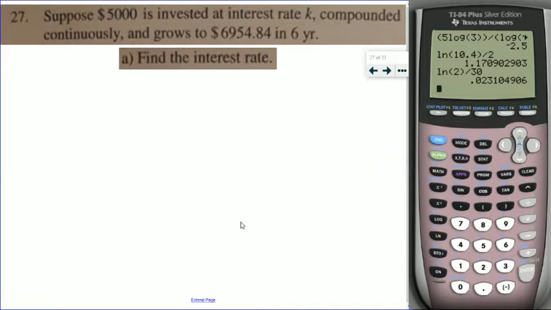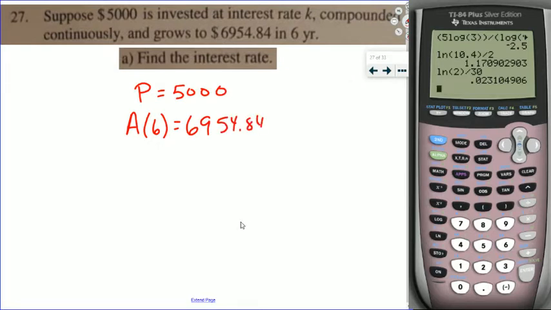Next. All right. Another multi-parter. So we're going to suppose that we have invested $5,000 at some interest rate that is compounded continuously, and it grows to $6,954.84 in 6 years. So we know that P is equal to 5,000. And we know that the amount in that account after 6 years is equal to $6,954.84. And we need to find the interest rate. So we need to find r.